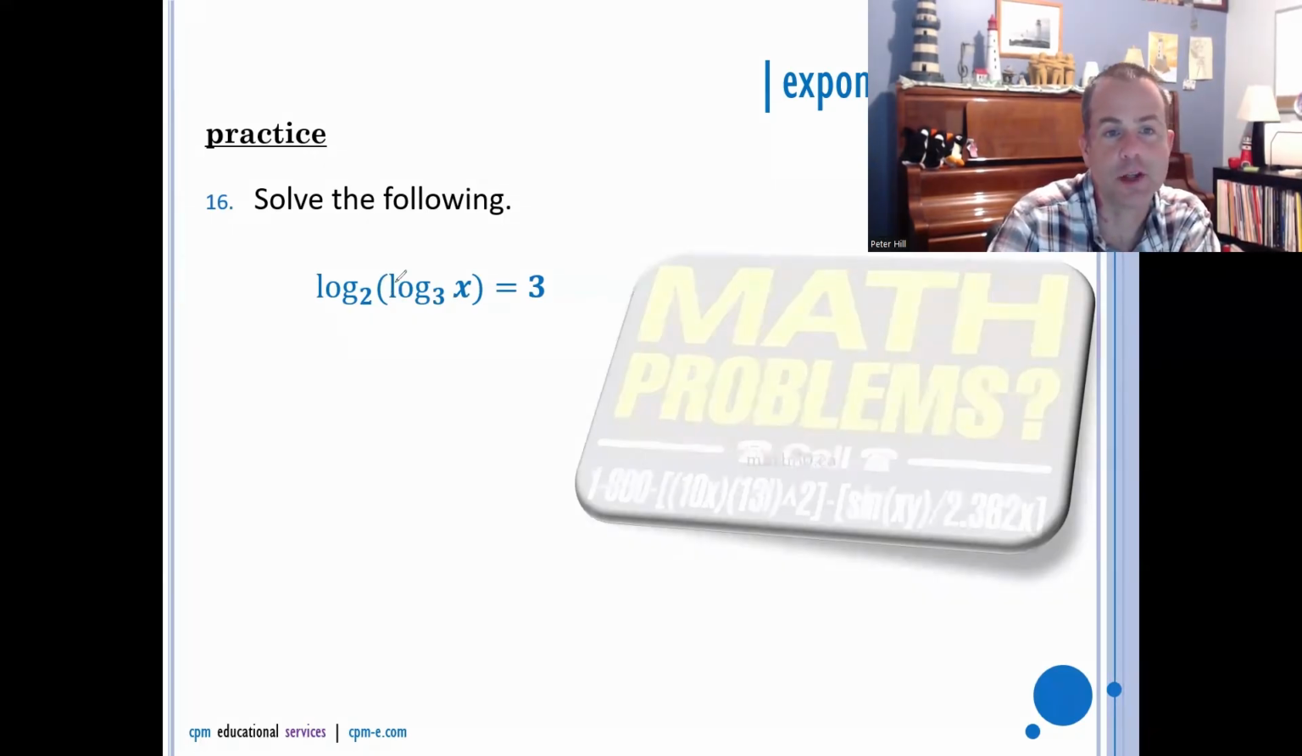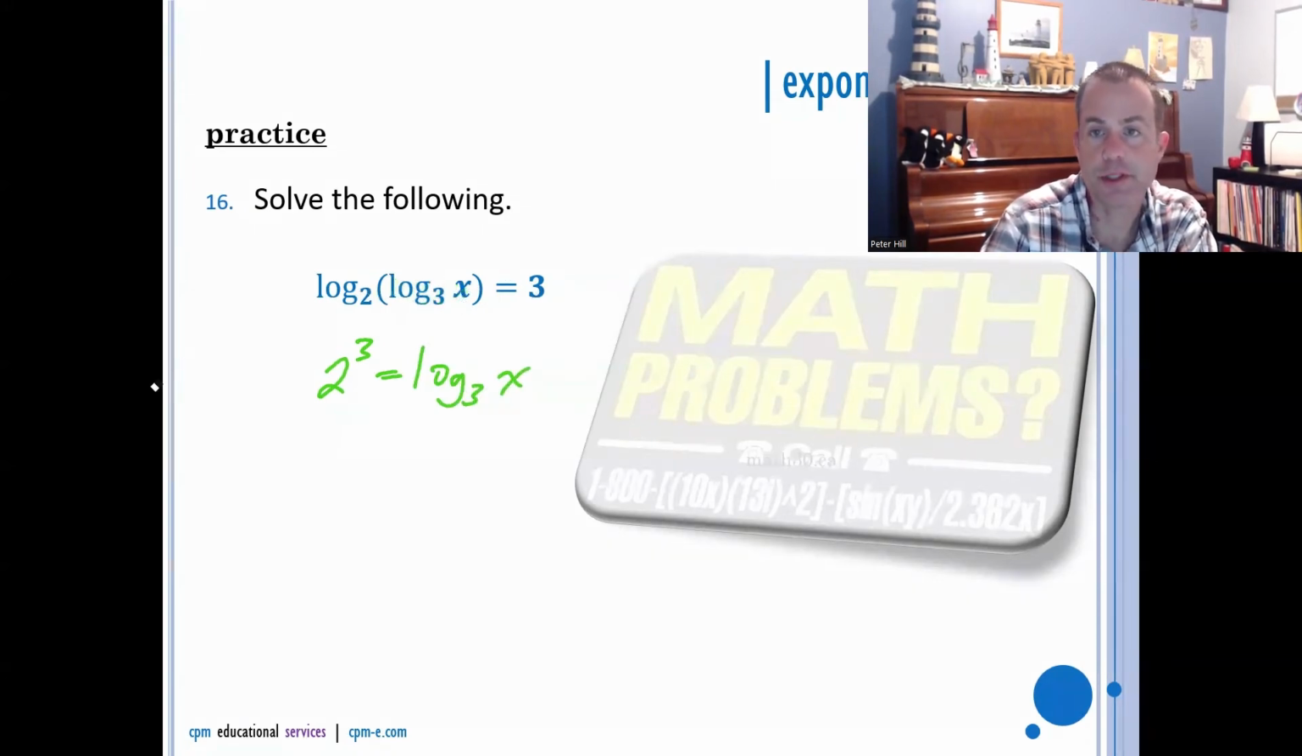If this just said log base 2 of something equals 3, how to unlock that is you would switch it to exponential form, right? Base would become the base. The dude that was by himself will now be locked. And then the dude that was locked will now be by himself. Okay, so that was my first switch.